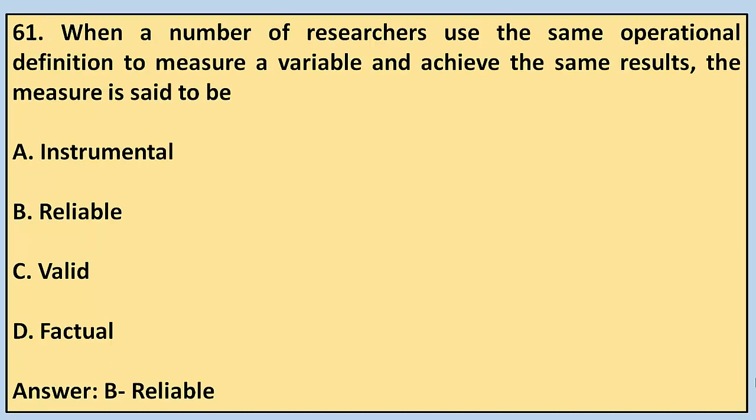When a number of researchers use the same operational definition to measure a variable and achieve the same result, the measure is said to be: A, instrumental; B, reliable; C, valid; and D, factual. Answer is B, reliable.